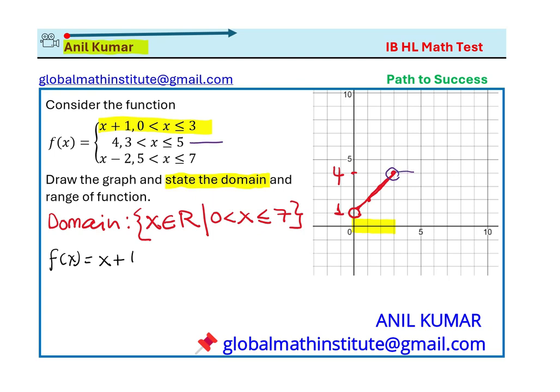Up to 5, a constant value of 4, but this is included. So included points are given by filled in circles, as I'm very clearly indicating.